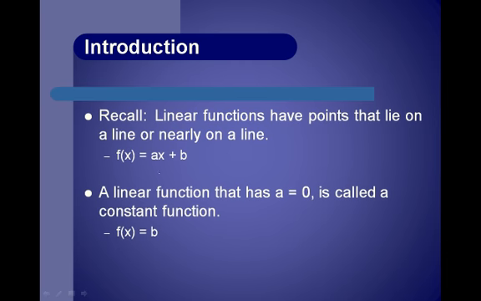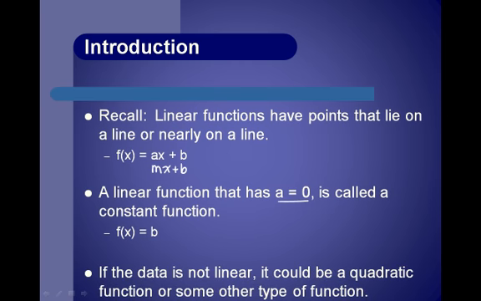Now remember that sometimes we see these as mx plus b, so the same thing. If m equals 0, or the slope is 0, that's what makes it a constant function. And in that case, f of x is equal to b. If the data is not linear, it could be a quadratic function or some other type of function.